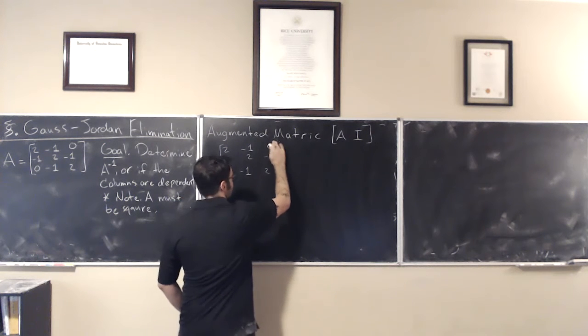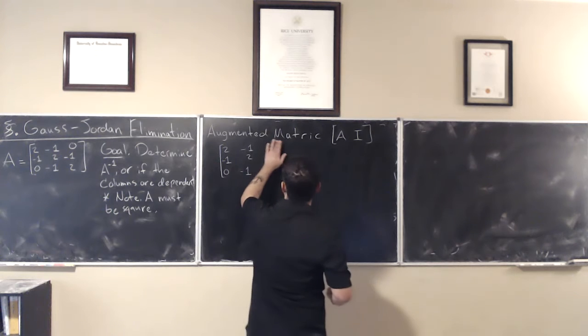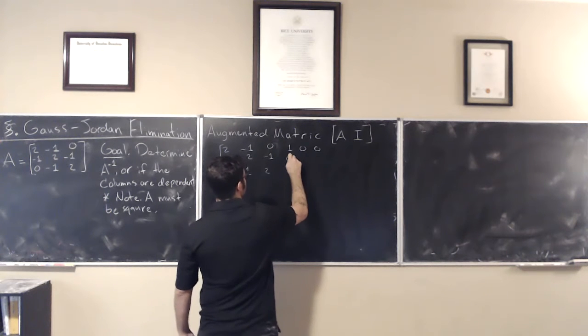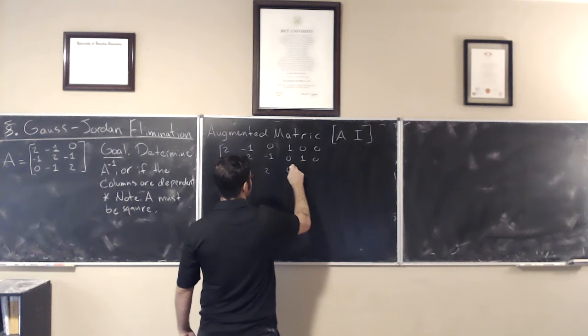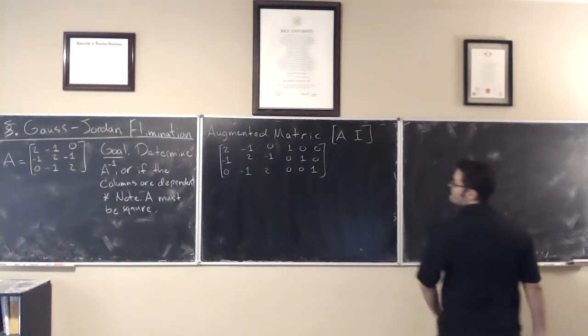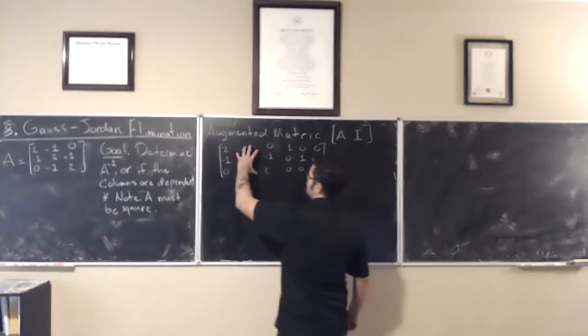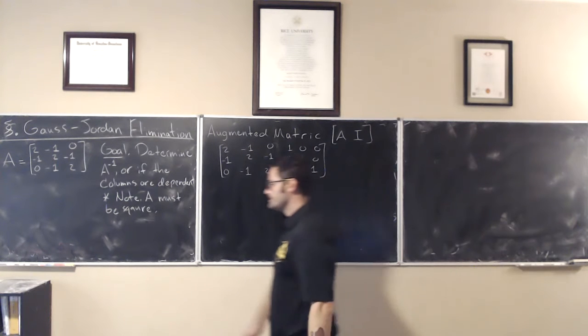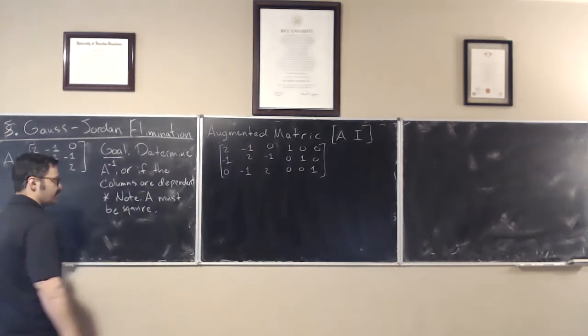Nope, that would have been A. The augmented matrix now is this block matrix. So here goes the identity. Yeah, right there. So here's A, here's I. Okay.